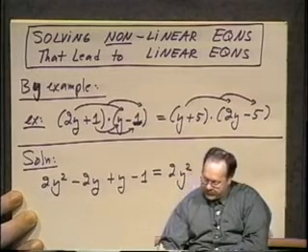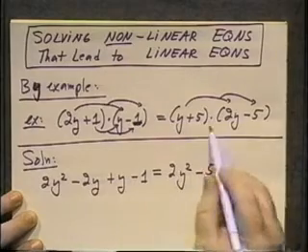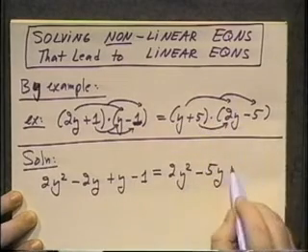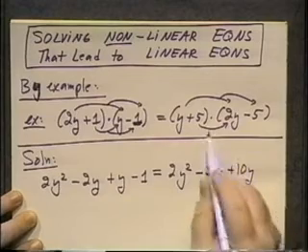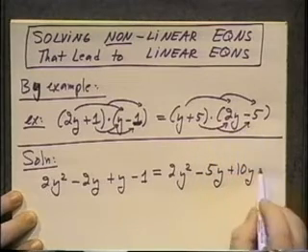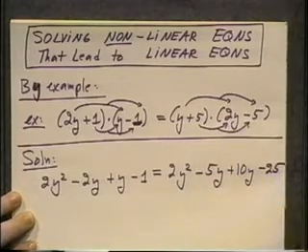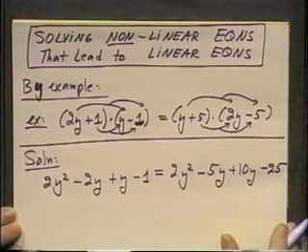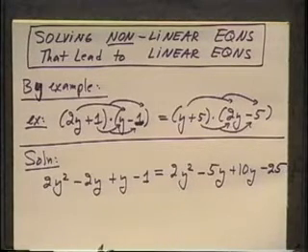So I have 2y squared minus 5y. And then the 5 times 2y, which gives me 10y. And then the 5 times minus 5, which gives me minus 25. So there we have everything multiplied out.